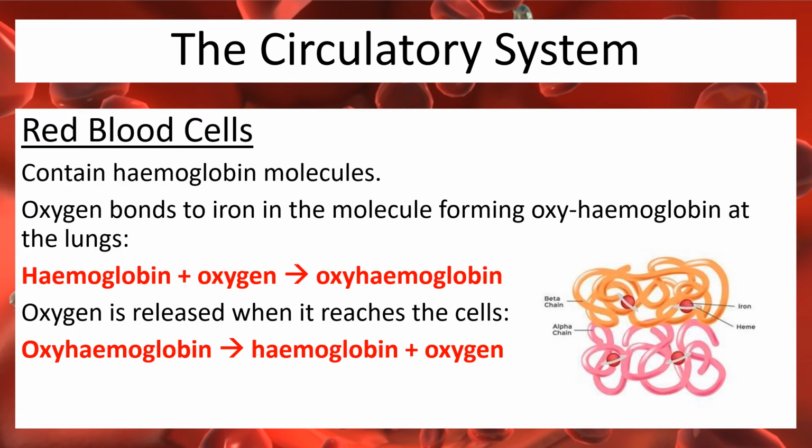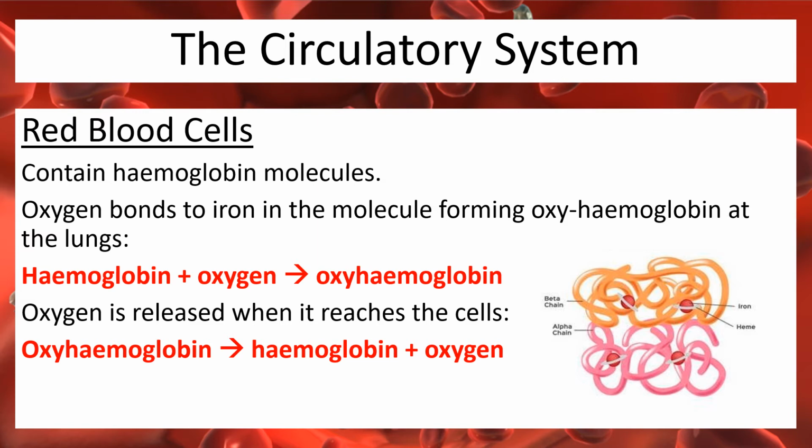Red blood cells contain molecules called hemoglobin. Now that HAE at the beginning of hemo refers to blood. So in hospital, for example, the hematology department would look at the study of blood and blood tissues. It also refers to iron. So hematite is an iron ore. It's a rock that contains iron oxide. And there's a clear link here because hemoglobin contains iron.